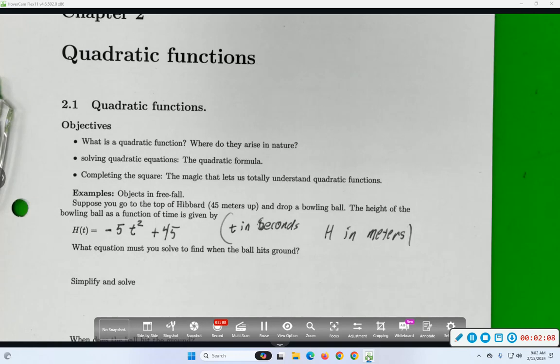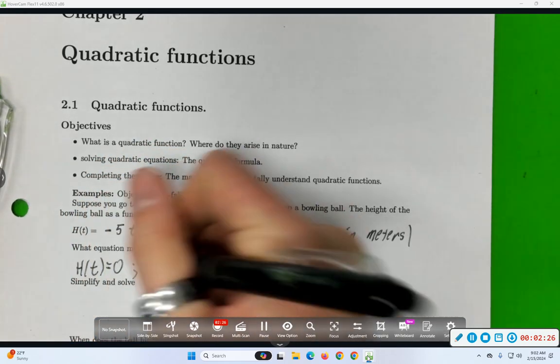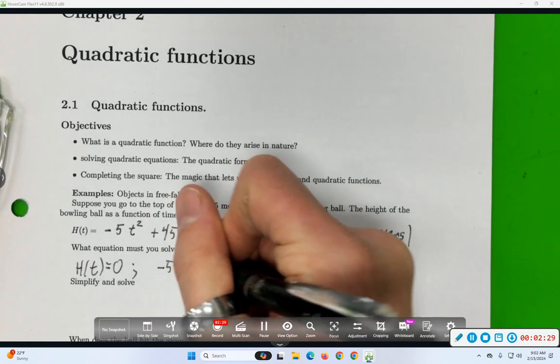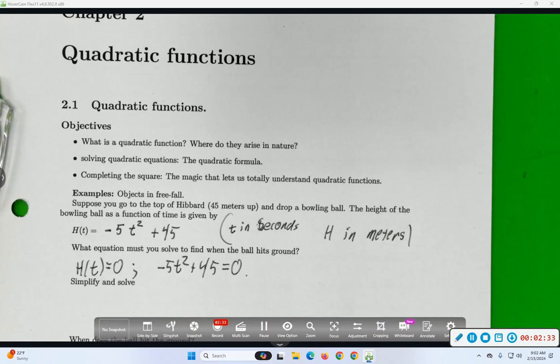How would you find that? Make the y value equal 0. Yeah, the output value is 0. That's what it means to hit the ground. So if you want to figure out when it hits the ground, you just need to solve height equals 0, also known as -5t squared plus 45 equals 0. That look like an easy equation to solve? Yeah, solve it.